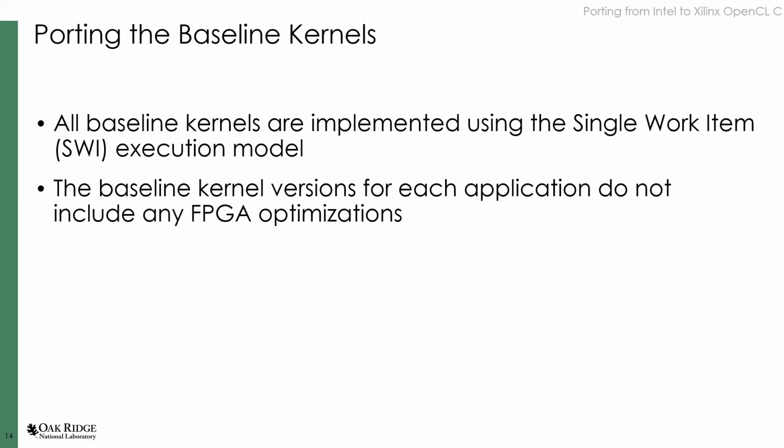We first start with porting the baseline versions for each kernel. Each baseline kernel is originally implemented using the single work item execution model. In this model, the work to be executed is wrapped in a loop that is managed by a single thread. This is in contrast to the multiple work item execution model, in which the work is not constrained to a loop and is divided among multiple threads.